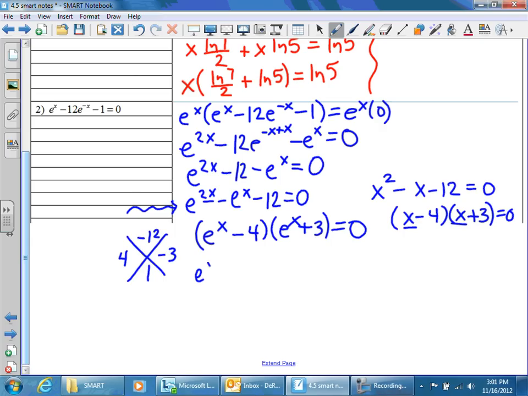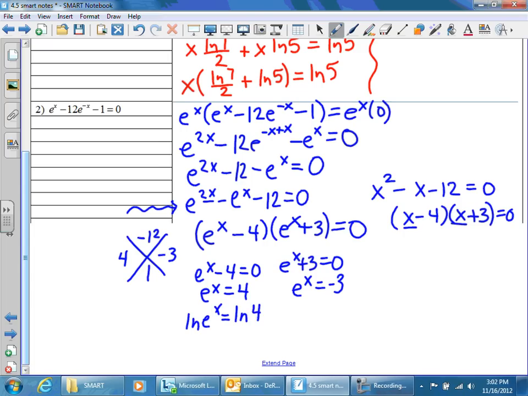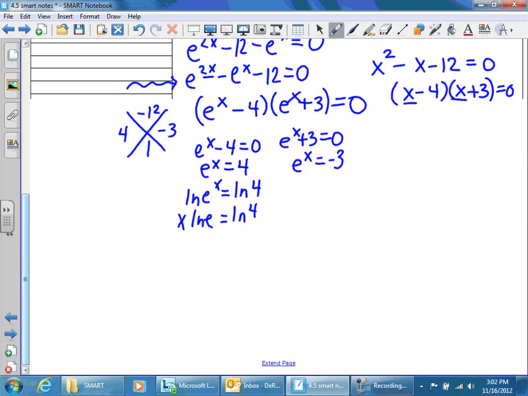Okay, now that we've got that far, we're going to set each of these equal to 0. So e to the x equaling negative 4, how do I solve for that? Well, we're going to have to ln both sides. Now I can bring the x down in front. And let's see how many of you remember what is the ln of e. Hopefully you said it is 1. So I know x is just the ln of 4 here.